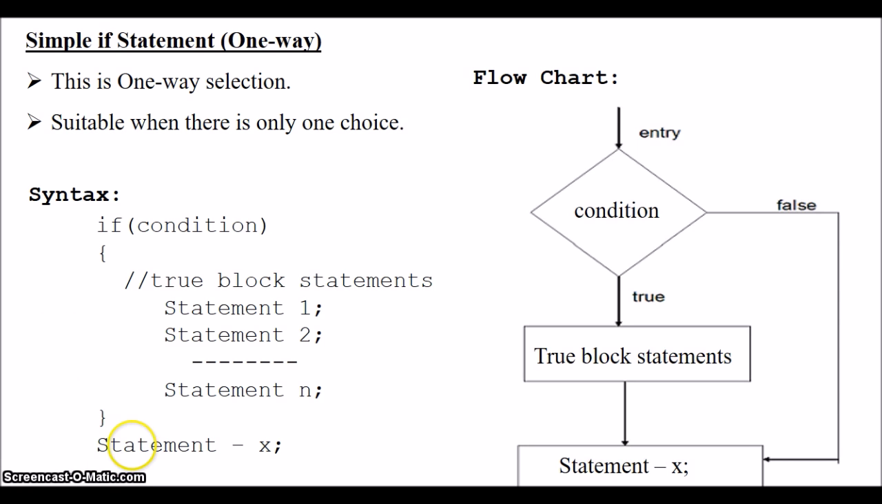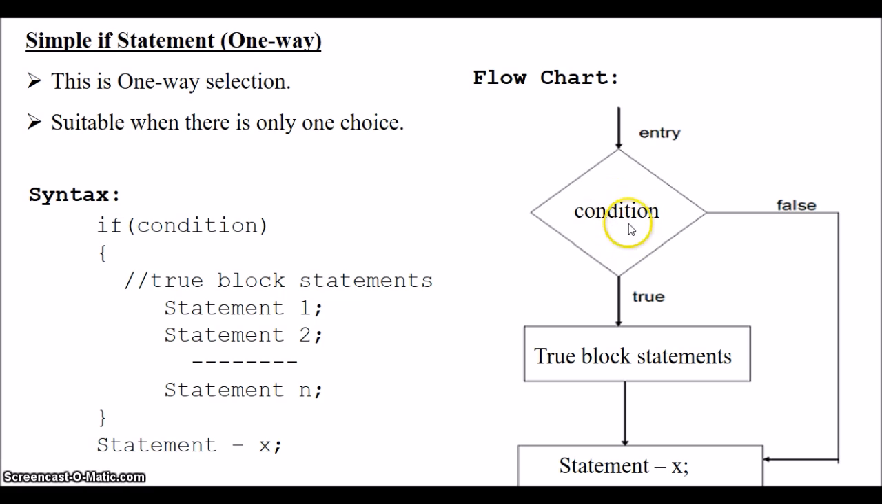Let's check the flowchart. Here is the flowchart. The condition, we represent it using a diamond shaped symbol. So the condition is checked. If the condition is true, you can check the flow here. The true block statements will be executed, and then the program execution continues from statement X.